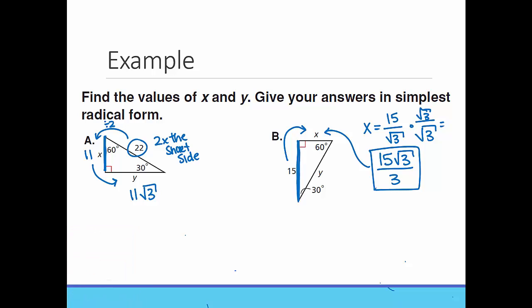And then, once you know the short side, all you got to do is multiply it by 2 to get your long side. So I'm going to do this 15 root 3 over 3 times 2. And that will give me 30 root 3 over 3. And because those can simplify, I really just get 10 root 3.